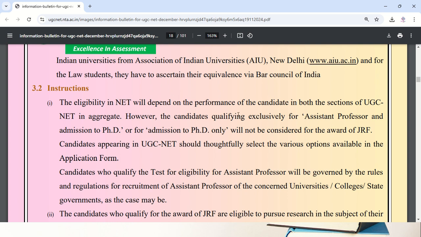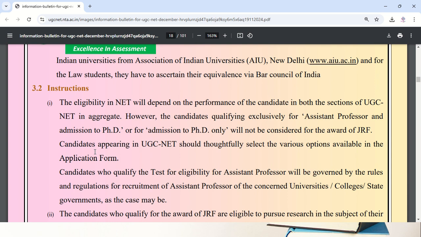And for the main important information, instruction has been provided. The NET will depend on the performance of the candidate in both sections of UGC NET. Qualifying for assistant professor and admission to PhD will not be considered for the award of JRF. And very important, while you are applying for PhD and JRF, if you select properly, only then will you get the proper certificate. If you selected PhD, but scored JRF marks in the examination, and you are expecting a JRF certificate, you will not get it. So before selecting, you must be conscious and select the proper option.